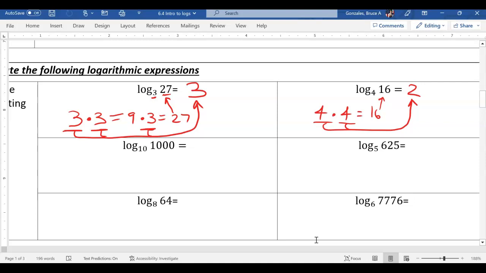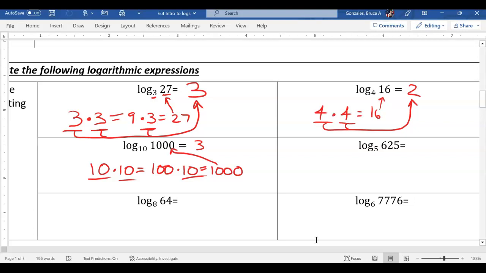Cool. What about over here? 10 to what power gives me 1,000? So what's 10 times 10? 100. And that times 10 is 1,000. That's what I wanted, right? How many 10s did I multiply to get 1,000? 1, 2, 3 10s were being multiplied.